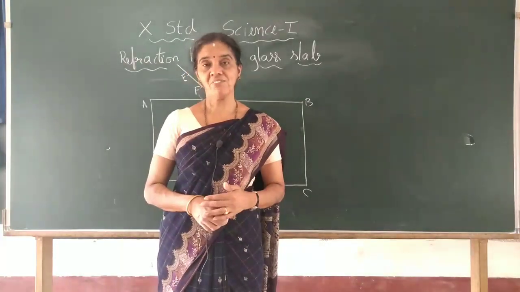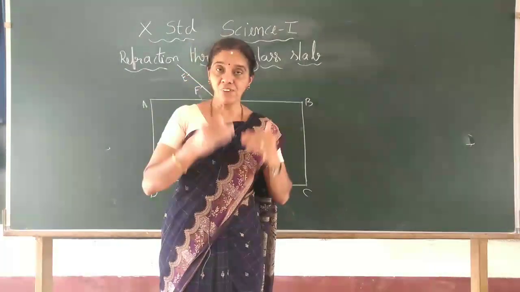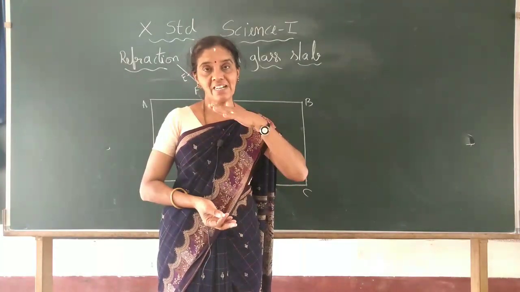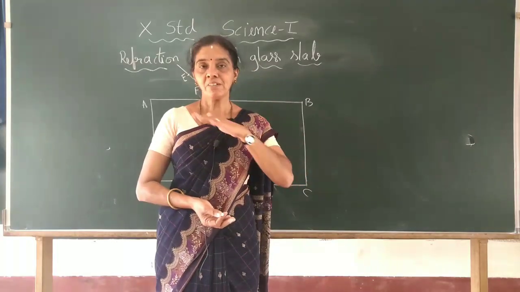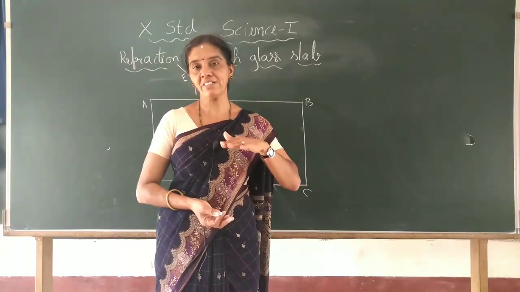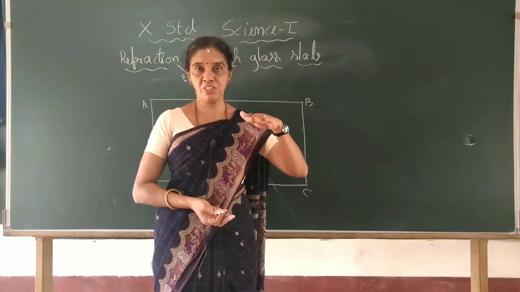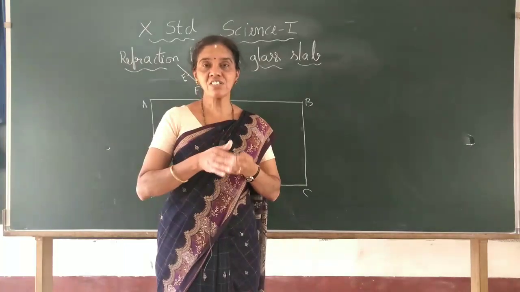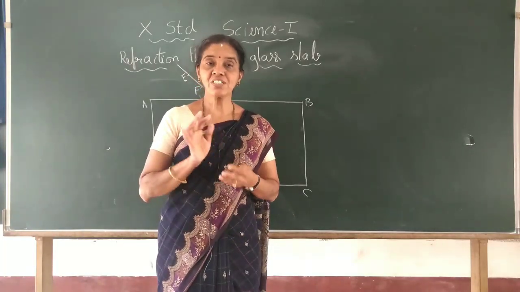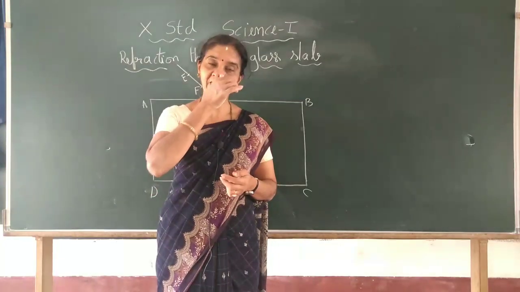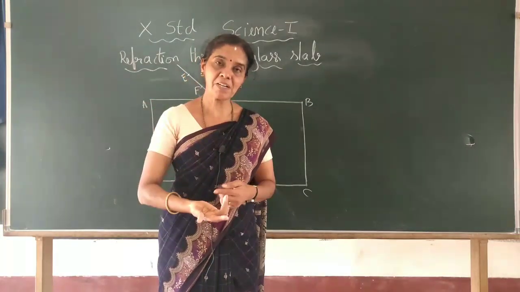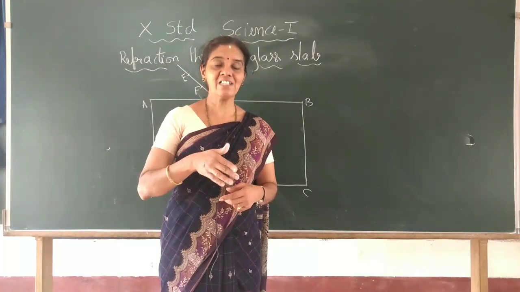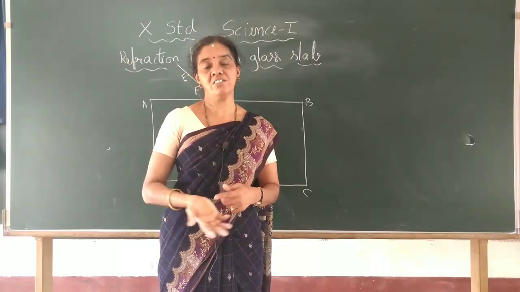It is nothing but when light travels from one transparent medium to another transparent medium, at the interface where the two media meet, that particular position, when light is incident at that place, it changes direction due to change in its speed. When light travels from the first medium to the second transparent medium, its speed changes. Due to that, its direction changes.